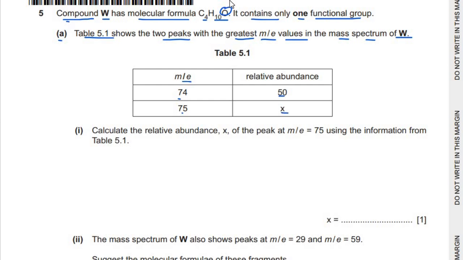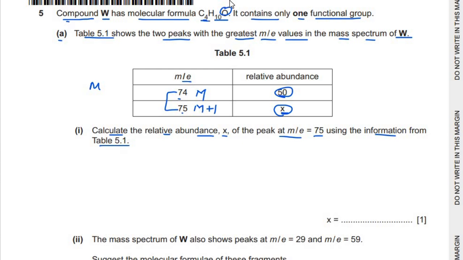So let's see what the question is. Calculate the relative abundance x of the peak at m/e 75 using the information from table 5.1. Now we can see that there is a difference of only 1, between 74 and 75. So we can say that one of the peaks is M, that is 74, and 75 is the peak of M plus 1. Now we know that the abundance of the M peak is 50, and we are supposed to calculate the abundance of the M plus 1 peak, which is given as x here.